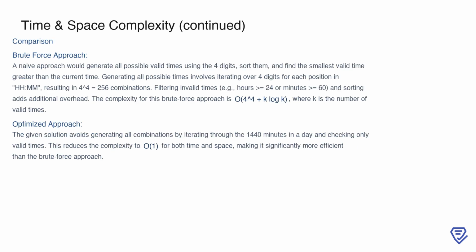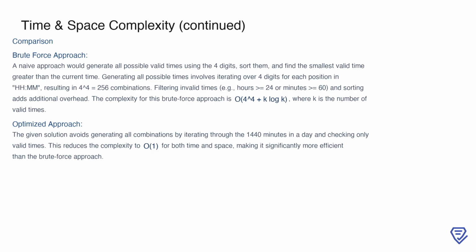Let's compare this optimized approach to a brute force solution. A naive approach might involve generating all possible valid times using the 4 digits from the input, which would require iterating over 4 digits for each position in HHMM. This leads to 4 to the power of 4, or 256, total combinations. From there, we would filter out invalid combinations, such as hours greater than or equal to 24 or minutes greater than or equal to 60, and sort the remaining valid times. The sorting step introduces additional overhead, making the brute force time complexity O(4^4 + k log k), where k is the number of valid times.